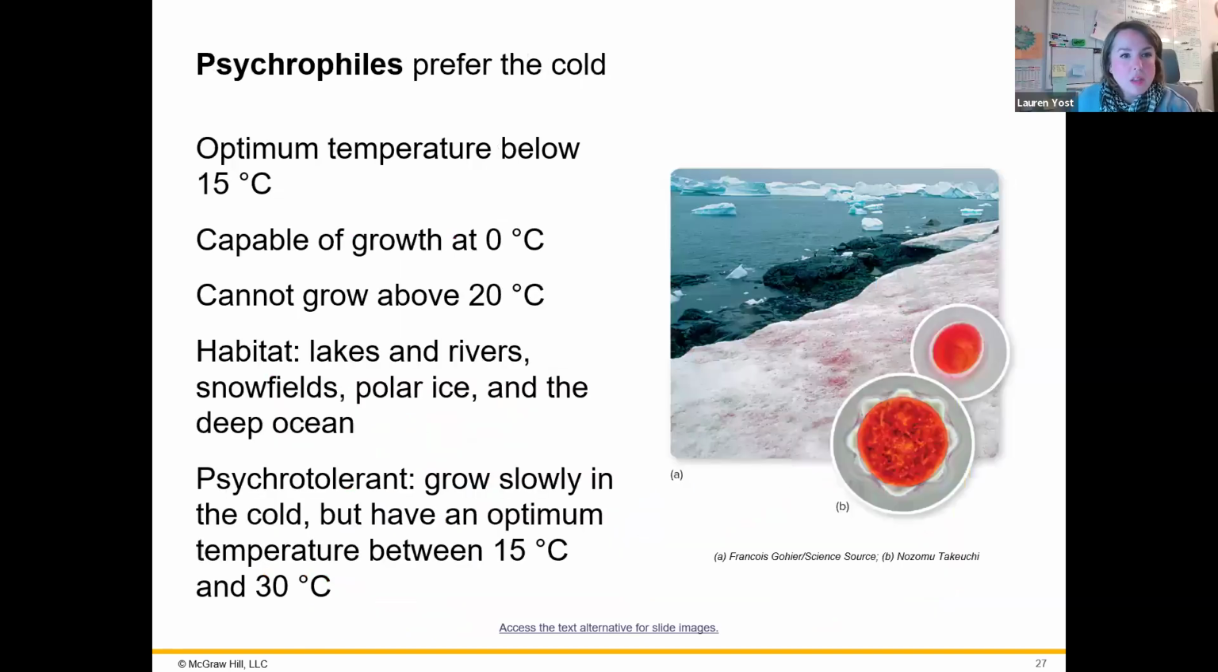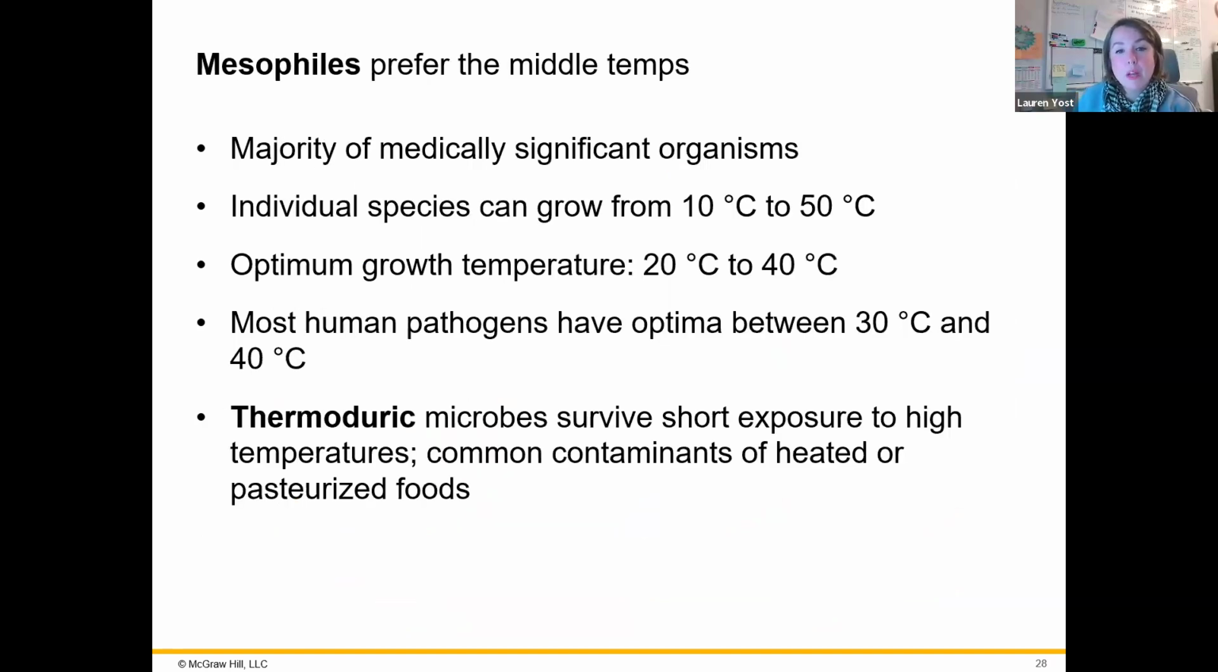We basically talked about the psychrophiles. They prefer the cold. They flourish in the cold. Psychrotolerant can grow slowly in the cold, but they don't necessarily prefer it below freezing. They still like lower temperatures. Mesophiles prefer the mid-range temperatures. Thermoduric are organisms that can survive short exposure to higher temperatures, things like pasteurization and stuff like that. So that's kind of a little bit of a higher range of our mesophiles, but they still prefer those middle temperatures just like we do.